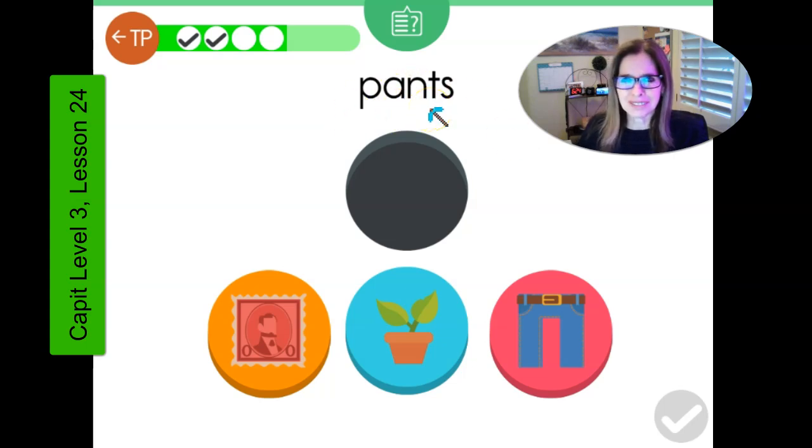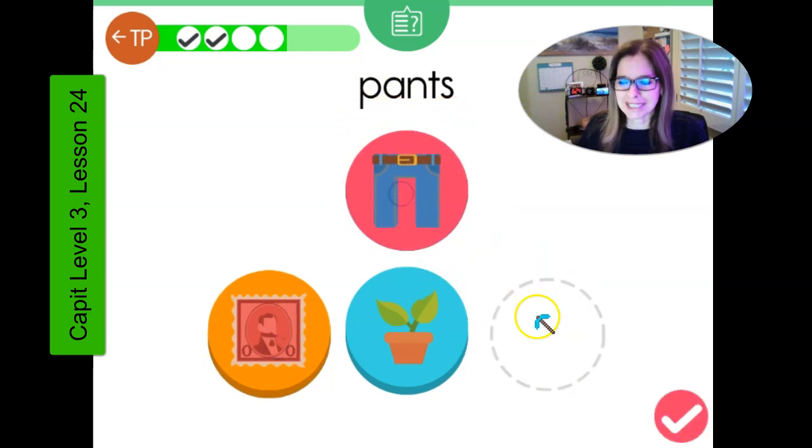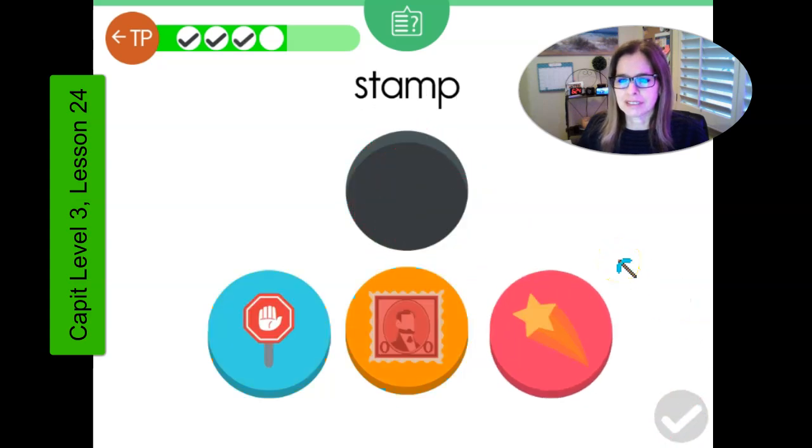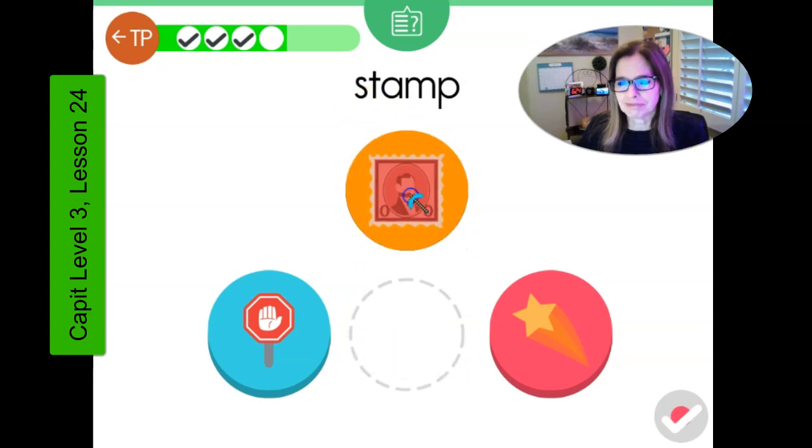Pants. How many vowels do you see? One. No need for the next question. Just blend to read with a short vowel. Pants. And these are pants. How many vowels? One. Blend to read with a short vowel. So the vowel is going to be a, as in apple. Let's go. Blend it. And the word is stamp.